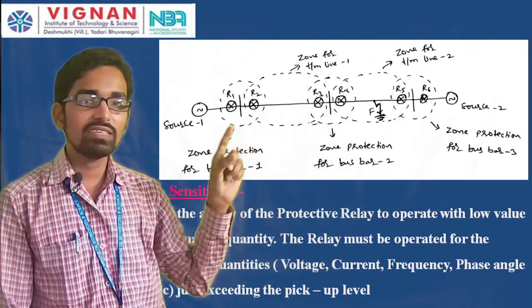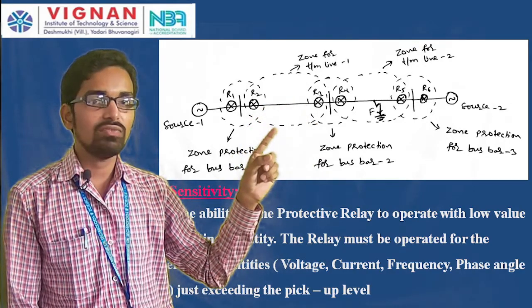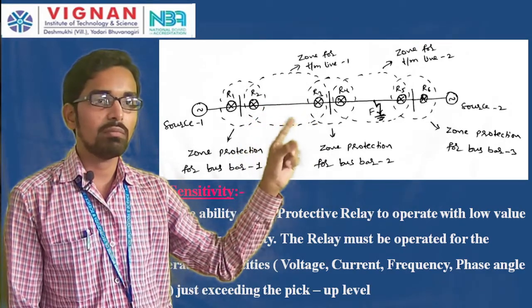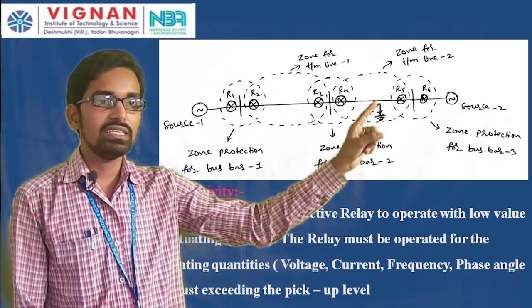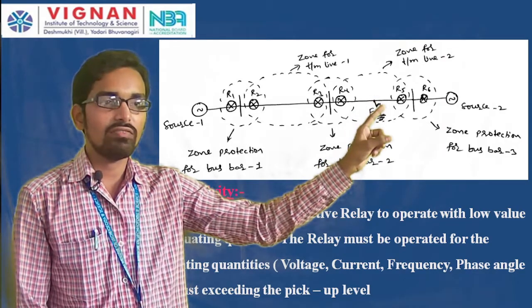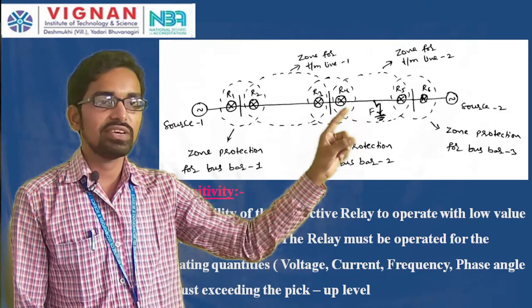And again you are having the 2 transmission lines. For the zone of transmission line 1, R2 and R3 combinedly will provide the protection, and here R4 and R5 will provide the protection for the zone of transmission line 2.